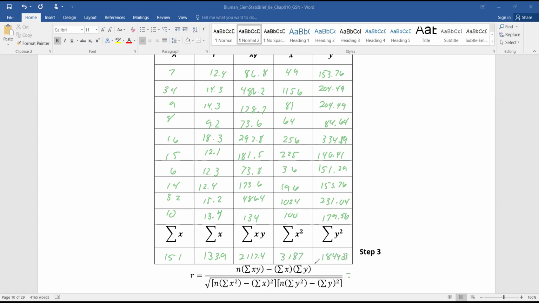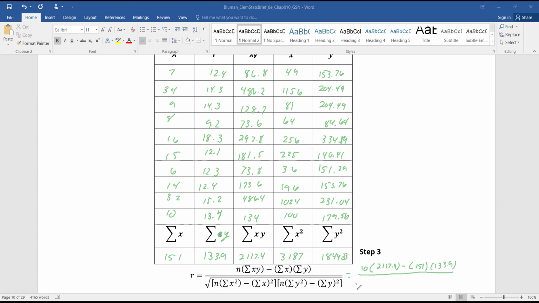So now I'm going to take those sums. I'm simply just going to plug in. There was 10 as my sample. And then the sum of X and Y is 2,117.4 minus my sum of X, which was 133.9. That's my sum of Y, which was, oh, that should be a Y. So this was actually 151 times 133.9.